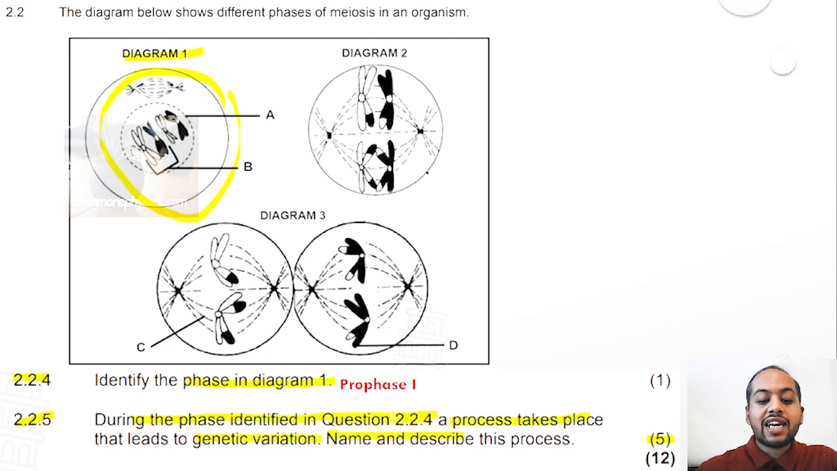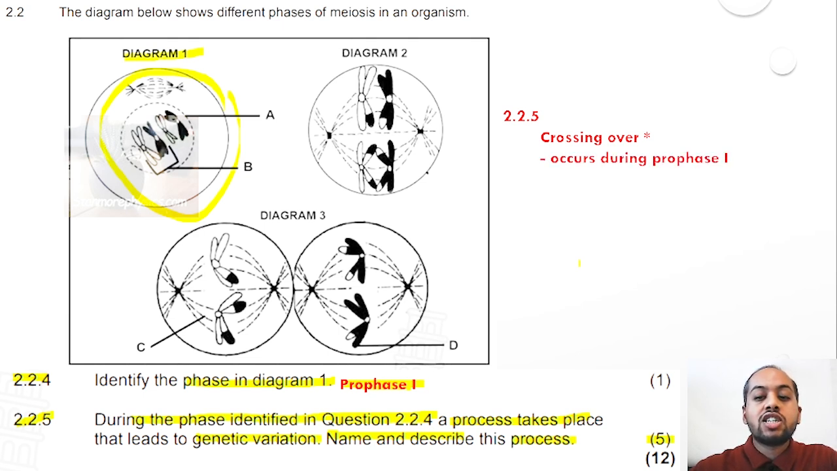So during the phase identified in 2.2.4, what was that phase? Prophase 1. A process takes place that leads to genetic variation. Name and describe the process. So the process that occurs in prophase 1 that leads to genetic variation is going to be crossing over. Therefore, we are going to first name crossing over. You get 1 mark for naming crossing over. Then you describe crossing over.